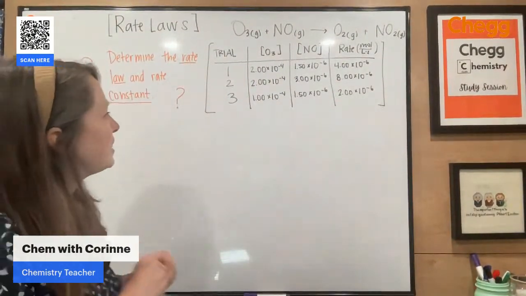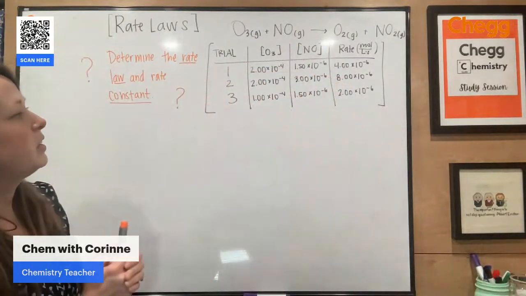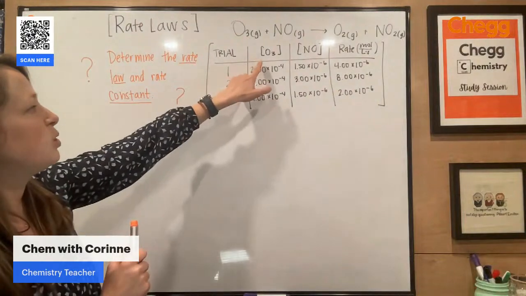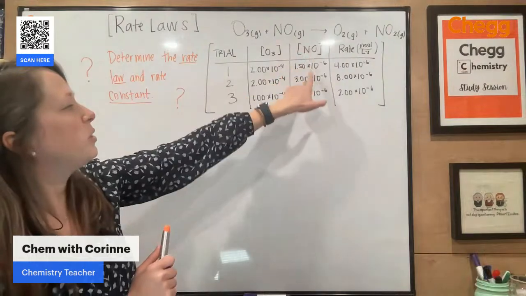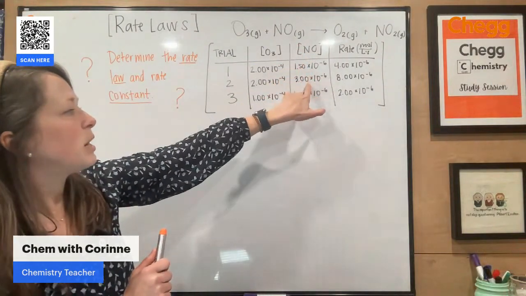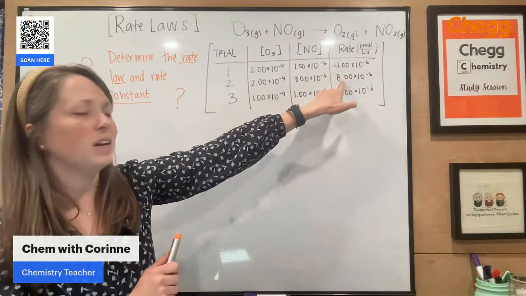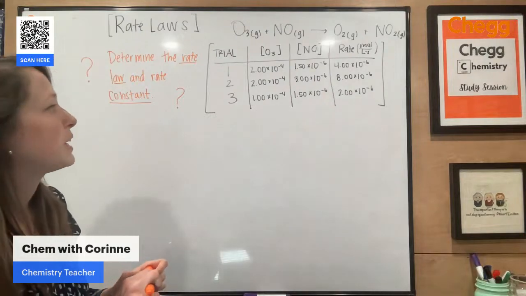All right, so looking at this one, right away you look at this table and you're like, okay, in between trials 1 and 2, my ozone concentration is held constant. So if I look at my concentration of NO, I have doubled that. What happens to my reaction rate? It also doubles. So therefore that is going to be first order with respect to NO.